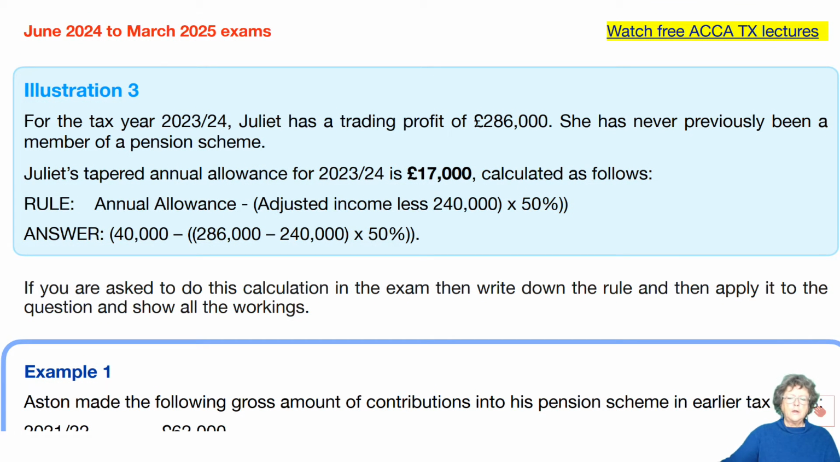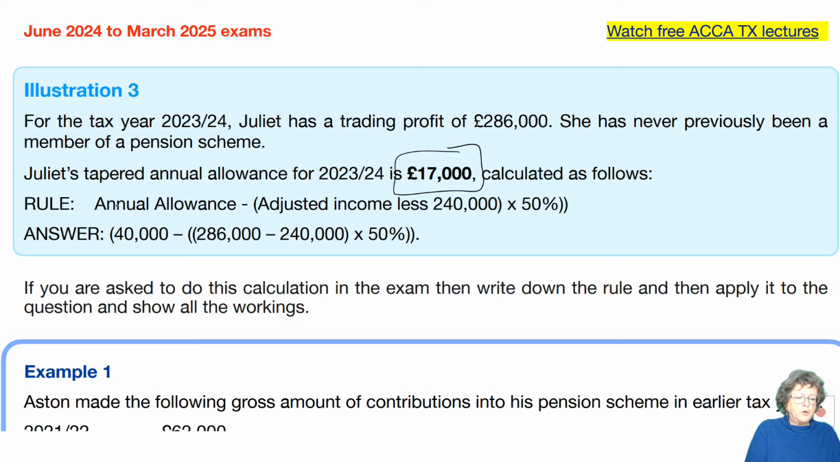So for the year 23-24, Juliet had a trade profit of 286. Ring alarm bells over the 240. Never previously been a member of the pension scheme. So her tapered allowance is 17,000. Now how did we get to that?